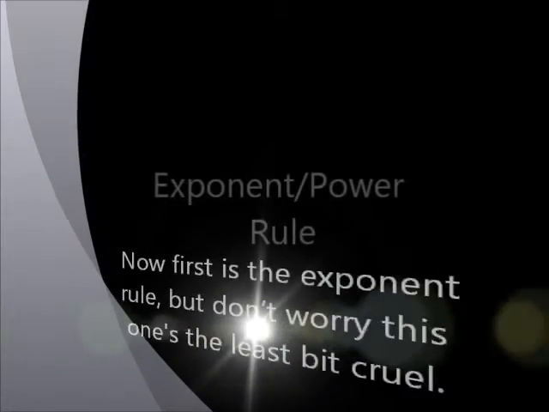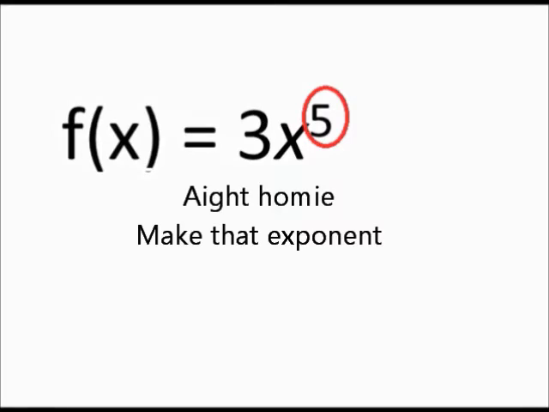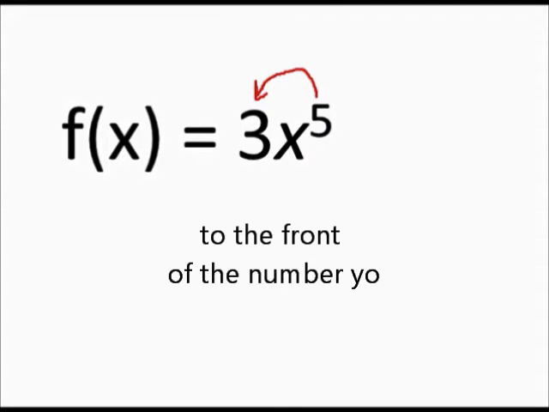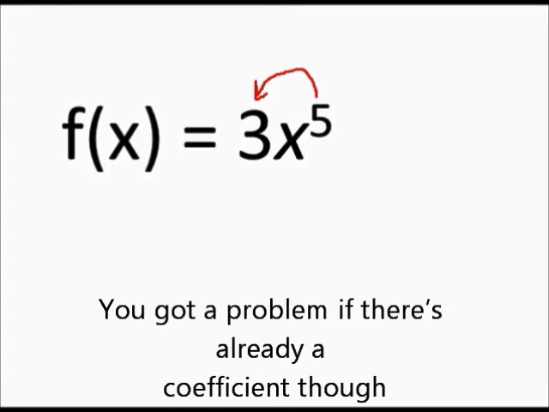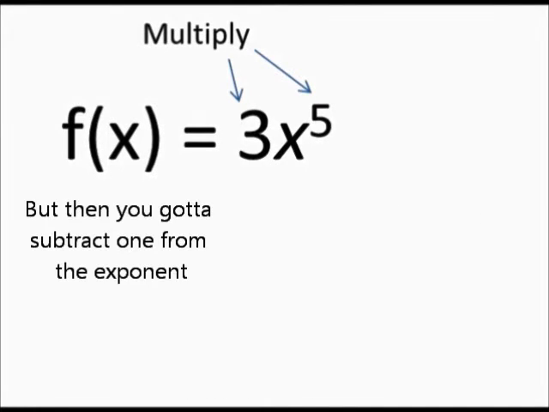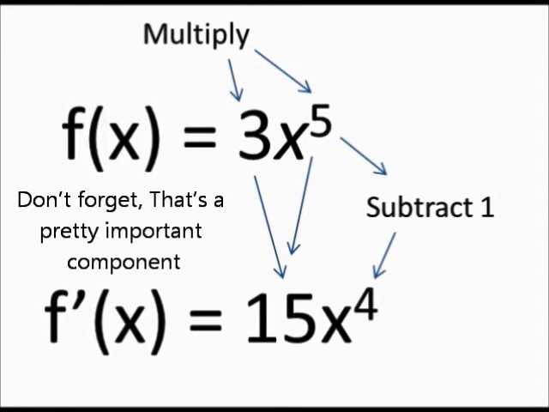Now first is the exponent rule, but don't worry, this one's the least bit cruel. Homie, make that exponent backflip to the front of the number, yo. You got a problem if there's already a coefficient though. The solution's easy, you just gotta multiply them bro. But then you gotta subtract 1 from the exponent. Don't forget, that's a pretty important component.